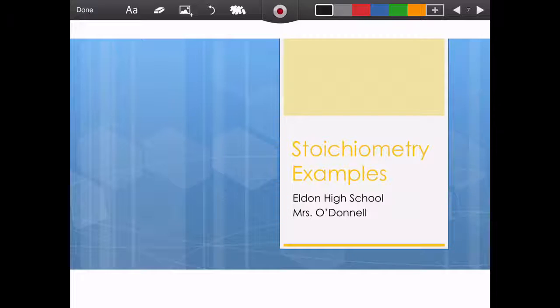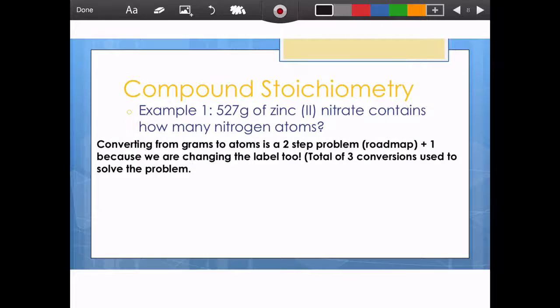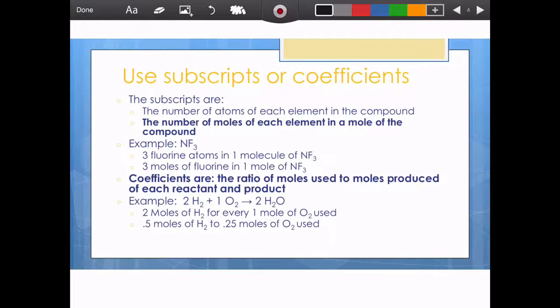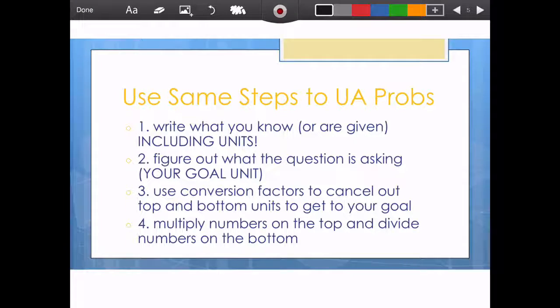Right, so we're going to look at some stoichiometry examples that go along with the intro to stoichiometry notes. If I just go through these, example number 1 is that you have 527 grams of zinc nitrate, and that contains how many nitrogen atoms. So if you start off by looking at your steps that were listed on your note sheet, they look like this with the 4 steps.